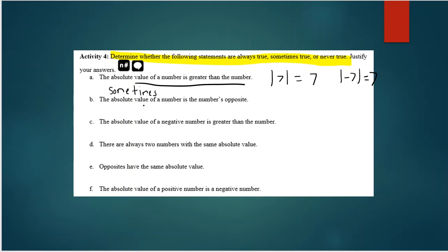B, the absolute value of a number is the number's opposite. That is never true. Okay, the absolute value of a number is the number's opposite. Well, sorry, I'm going to say sometimes true.